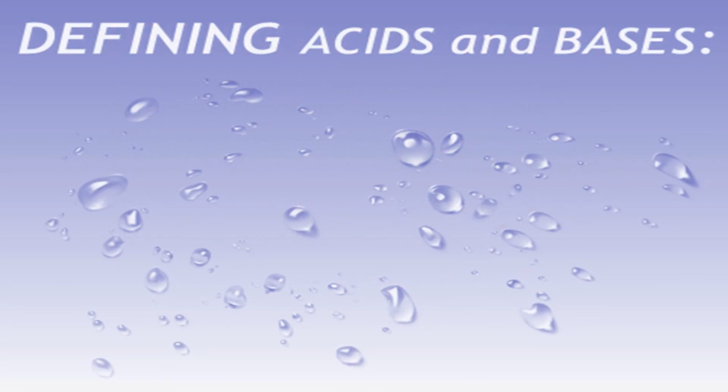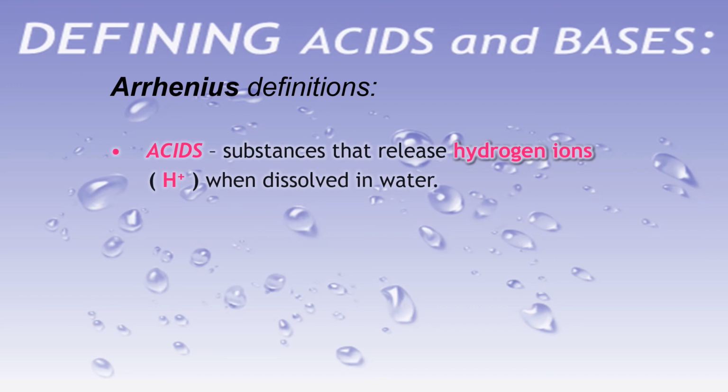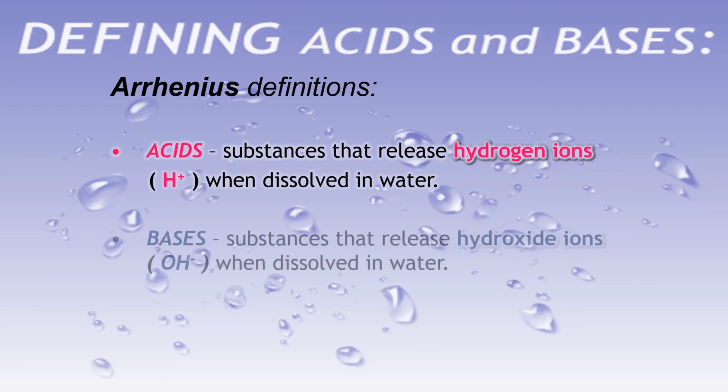So one way to define acids and bases is the Arrhenius definition. The Arrhenius definition is all about hydrogen ions: substances that release hydrogen ions, H+, when dissolved in water. Now, obviously, if you're trying to measure hydronium, which is what actually forms in the solution, Arrhenius is a little problematic.